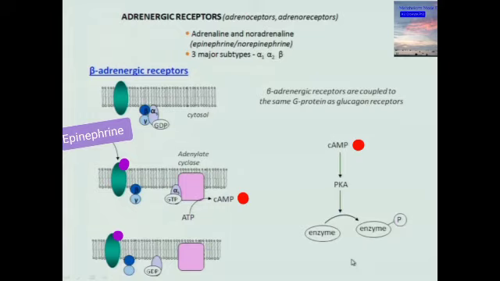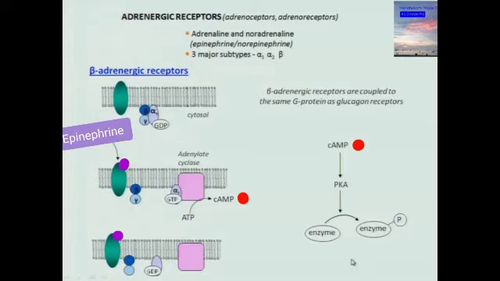So you want to know the sequence, the name, the stimulus, the G protein, the specific identity of the G protein, the active form of that G protein, the effector enzyme, and what is the second messenger produced. The only second messenger here is cyclic AMP. Okay?